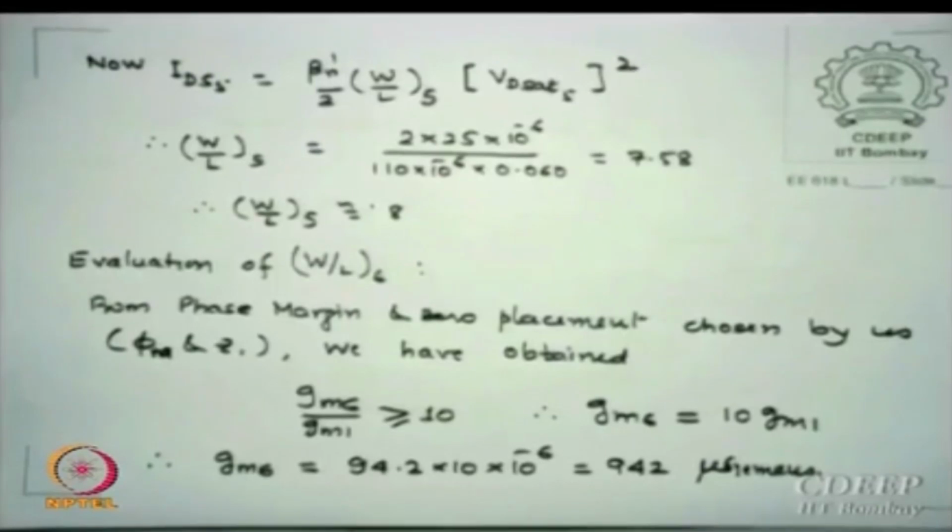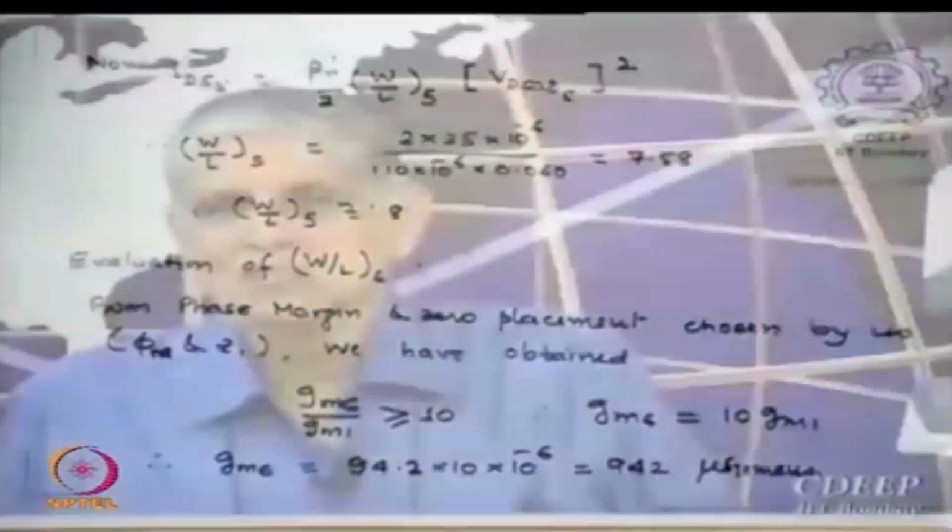From there what can I calculate? What is the next thing I am interested in? Because I have a data for V out max. What is V out max from your expression? Output swing is VDD minus VD sat 6. Now I must calculate VD sat 6. So if I know GM, I should be able to evaluate VD sat 6.